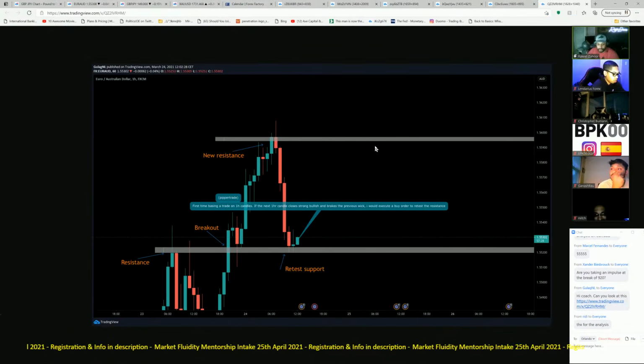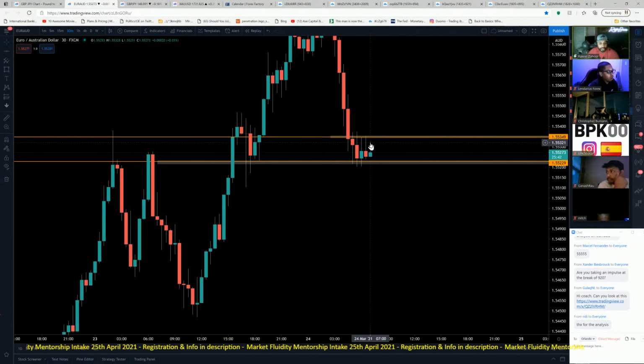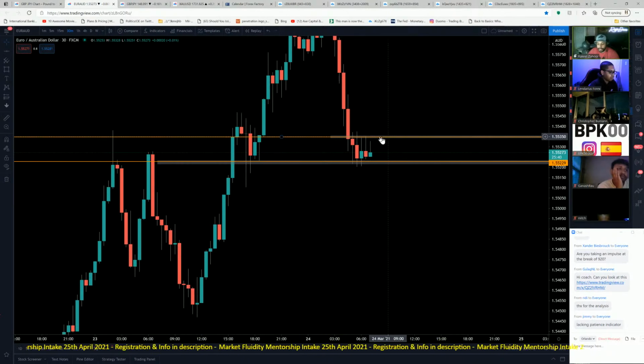All right, let's take a look at this chart. Euro AUD, first time basing a trade on the 1 hour candles, closing bullish. I would expect a buy order to retest resistance. That makes sense. Plus you're keeping in mind the smaller time frames here as well, because we're ranging at this point.